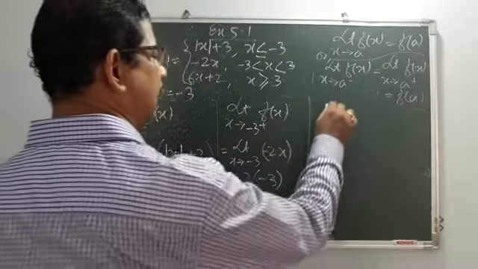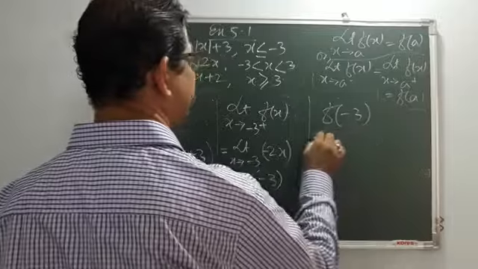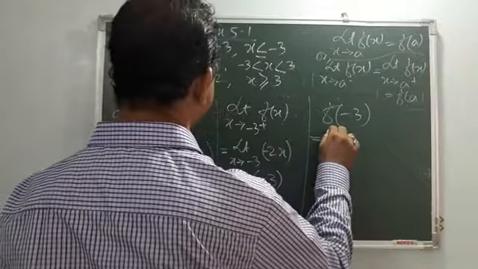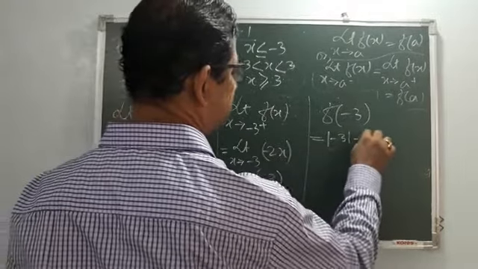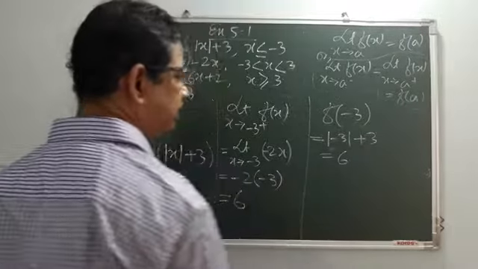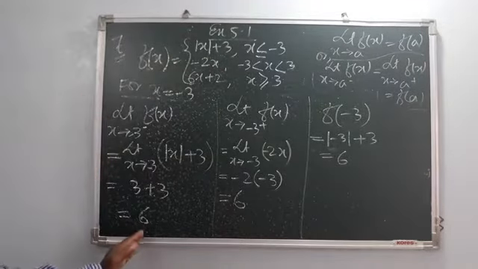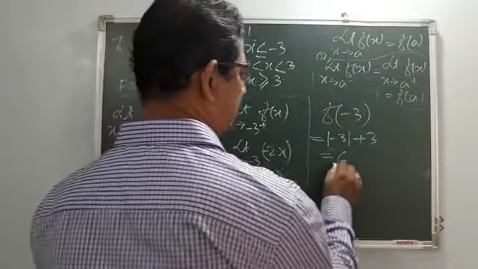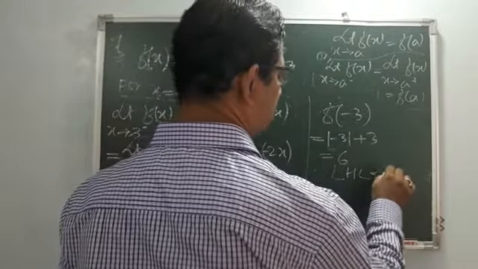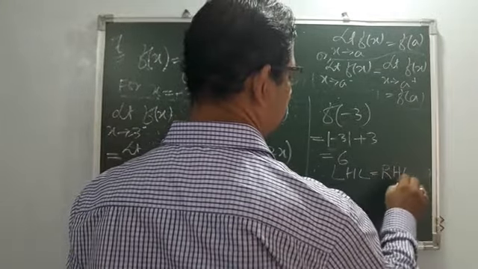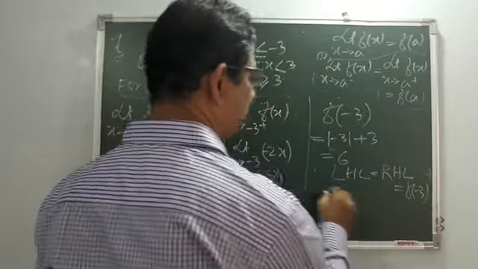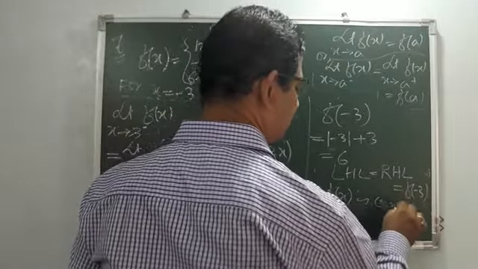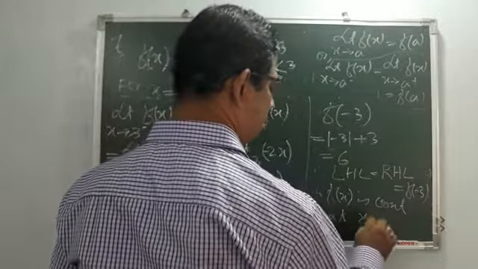Now f(-3) will give a similar thing. It is modulus of -3 plus 3, so it is 6 only. So what we get? LHL 6 is equal to RHL 6 is equal to f(-3). Therefore LHL is equal to RHL is equal to f(-3). Therefore f(x) is continuous at x equal to -3.